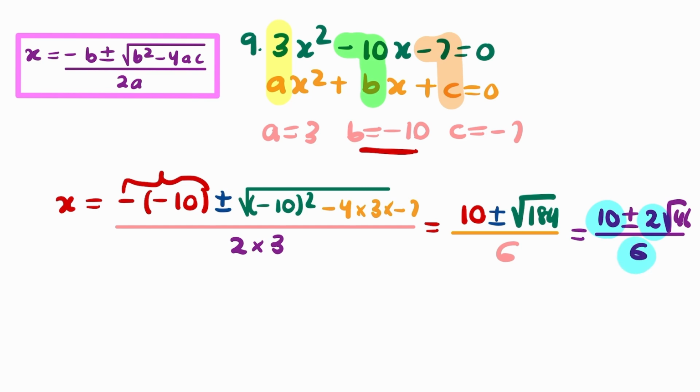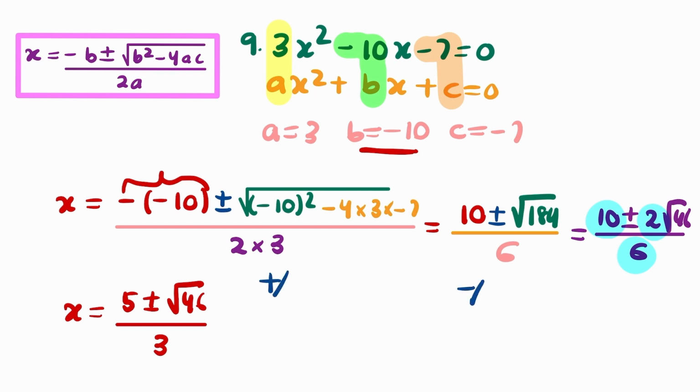So what can we do? We can divide all of them by 2. So here when we divide everything by 2, we get x equal to 10 divided by 2 is 5, plus or minus 2 root 46 divided by 2 will be just square root of 46, over 6 divided by 2 is equal to 3.